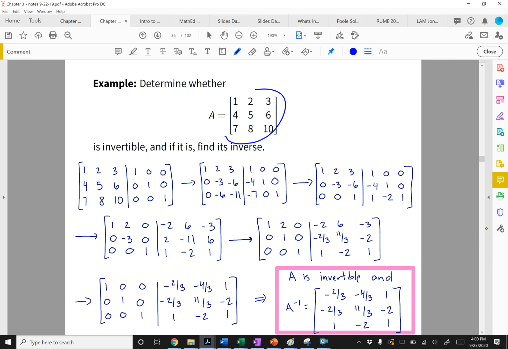So here's the matrix. We want to find the inverse of this. We augment it with the identity matrix, and then we start row reducing. So you multiply this first row by a -4 and add, so that becomes 0. You get a -8 plus 5, we'll get -3. A -4 times 3 is a -12. You add it to 6, you get a -6.